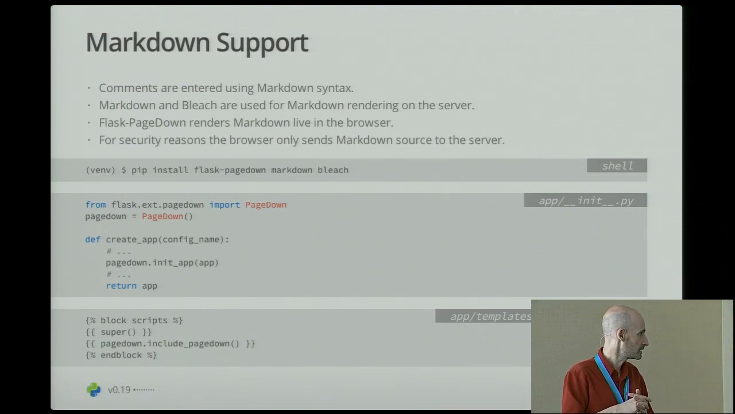Lucky for me, the code that Stack Overflow uses is open source. The client-side Markdown real-time renderer is open source. It's called Pagedown, and I wrote an extension for it called Flask Pagedown to make it accessible to Flask. So that's what we're going to use for the client.